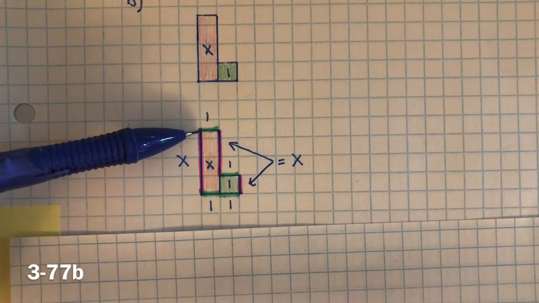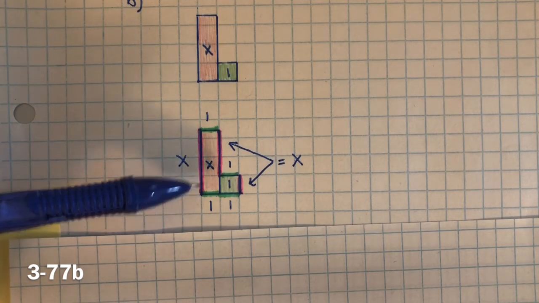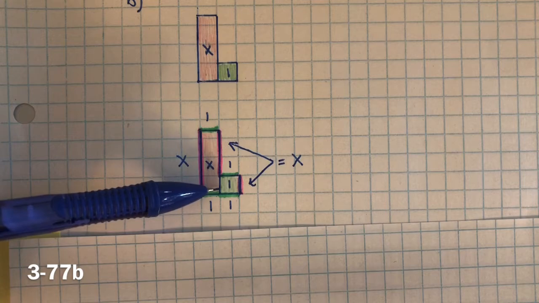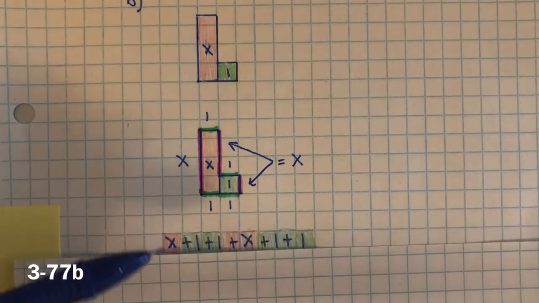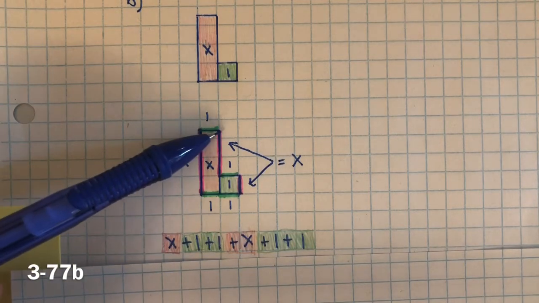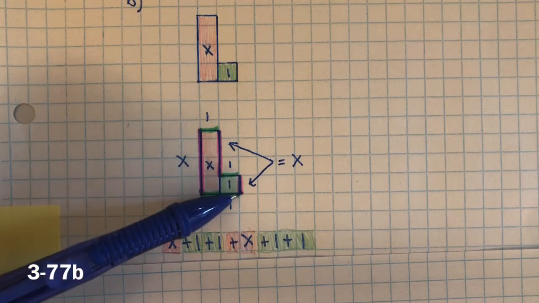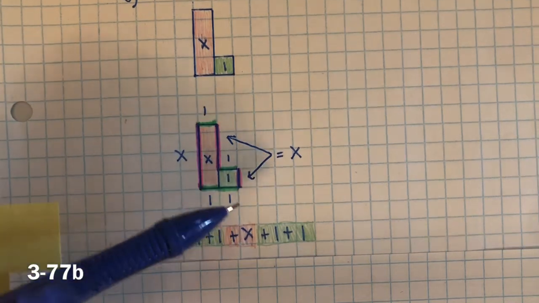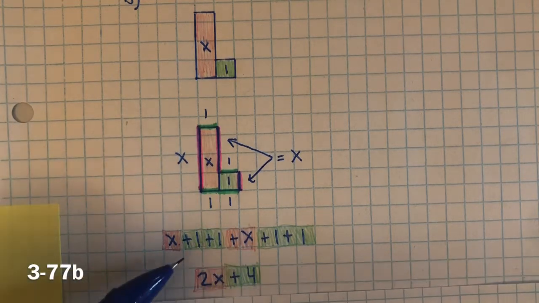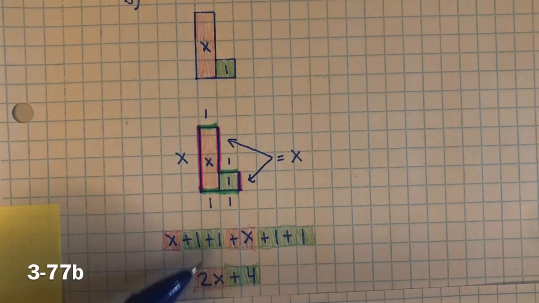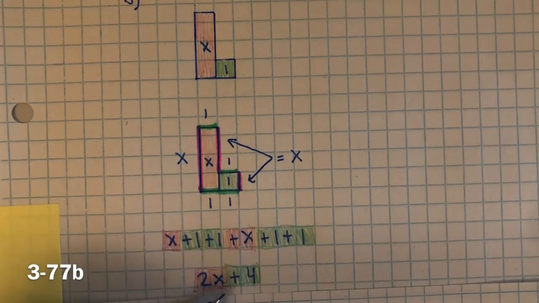And remember, opposite sides of a rectangle are congruent. So if this equals x, the length of this side equals x. So again, this plus this equals x. So we have x plus 1 plus x, the sum of these two, plus 1. And now we're going to go ahead and combine like terms. We have 2 x's and 4 units. So the perimeter of these two tiles is 2x plus 4.